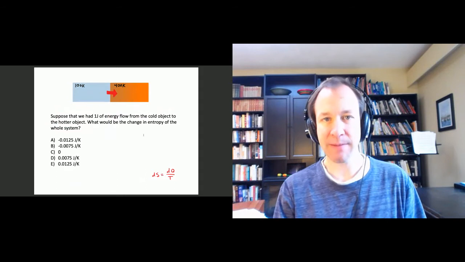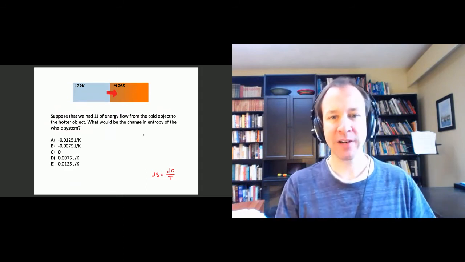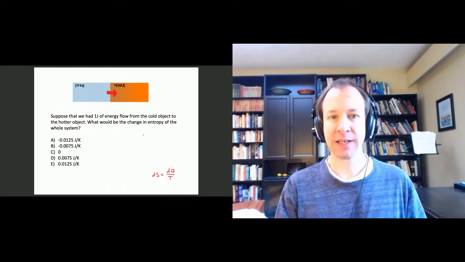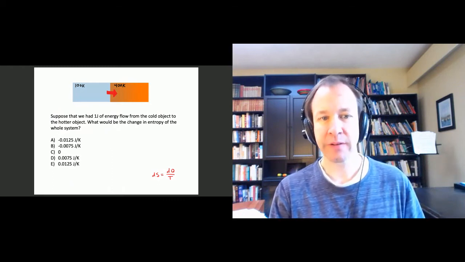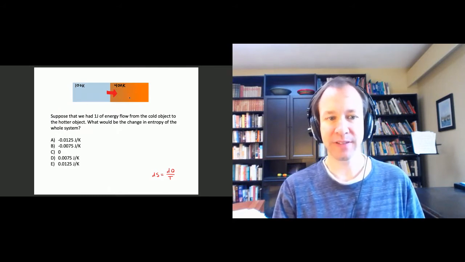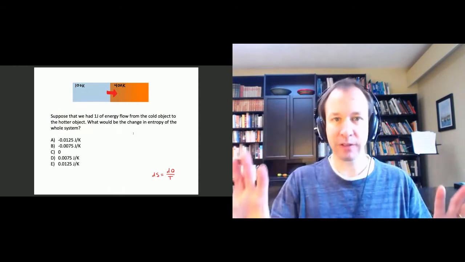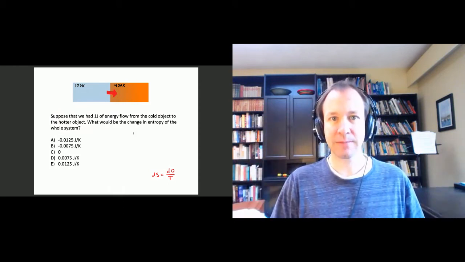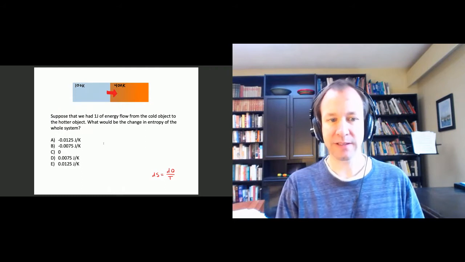So here's an example where you get to use that formula and your understanding of entropy. It's a hypothetical situation where we have 1 joule of energy flowing from this 100 Kelvin object to this 400 Kelvin object. And we want to calculate what is the change in entropy for the full system in this case. So pause the video and try to work through that and see if you can get one of these answers.